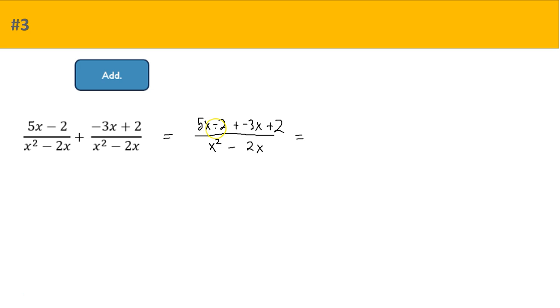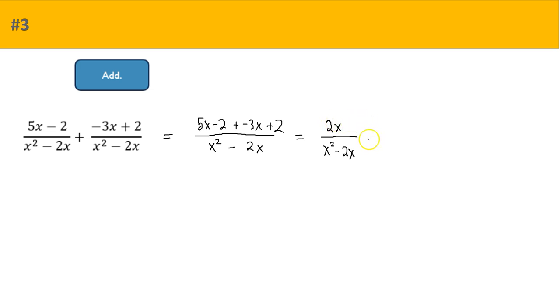When we combine like terms, 5x plus negative 3x gives me 2x. And then negative 2 plus 2 gives me 0. All right, divided by x squared minus 2x. Okay, this is our answer. But before we submit our answer, we need to see if we can simplify this fraction, or this radical expression. You simplify in the same way you would simplify a fraction.